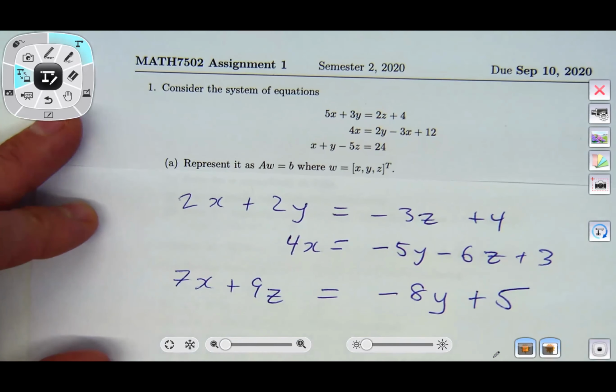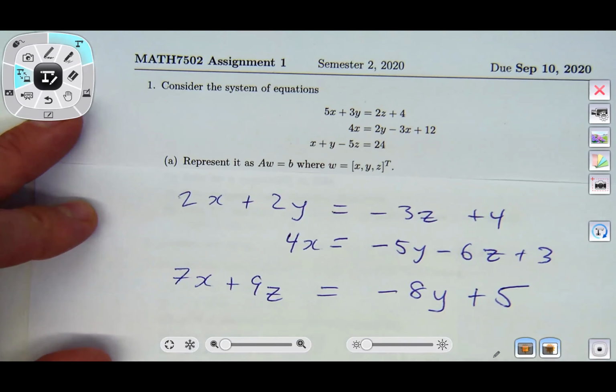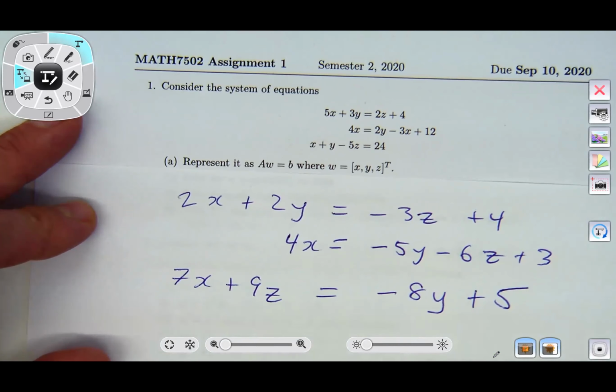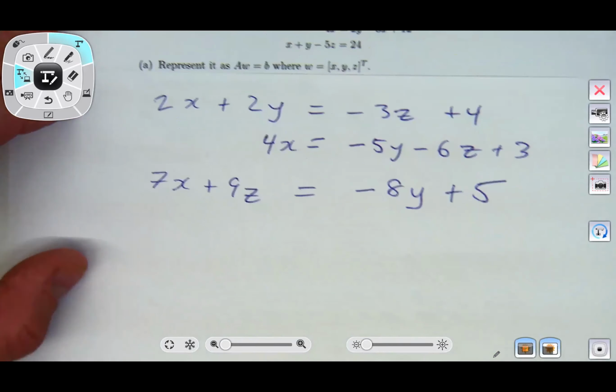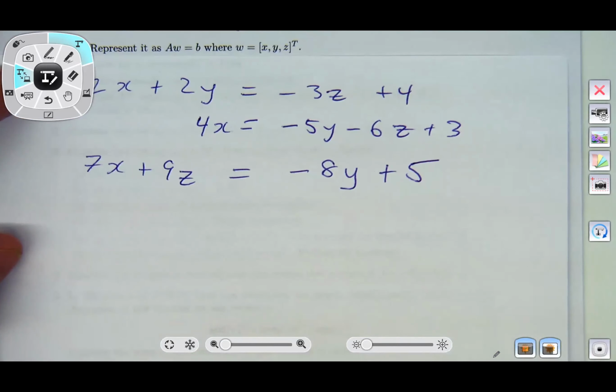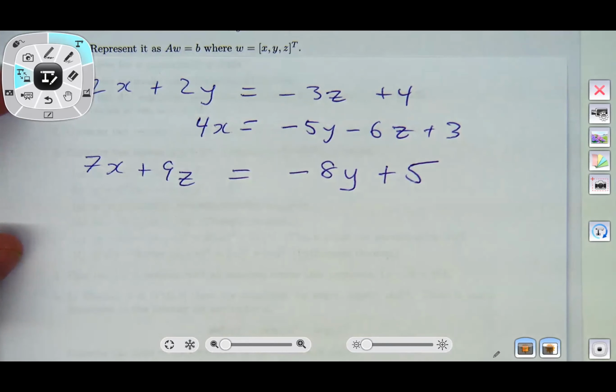All right, now what we want to do is put all of the terms that have a variable in them on the left-hand side and all the constant terms on the right-hand side. Okay, so in that case, well, I'll write that 2x plus 2y plus 3z is 4.